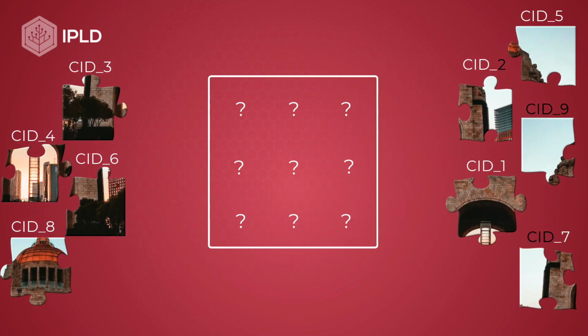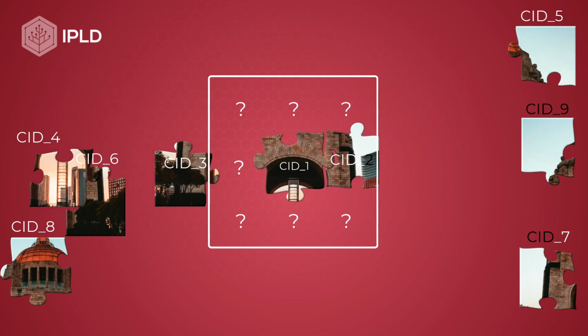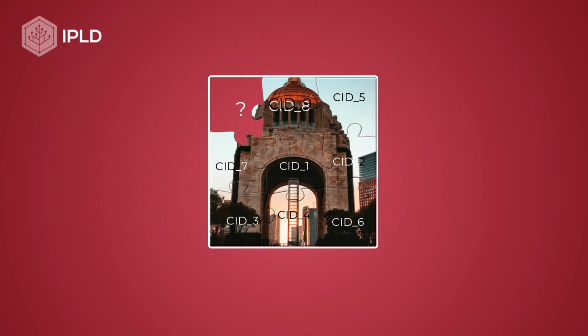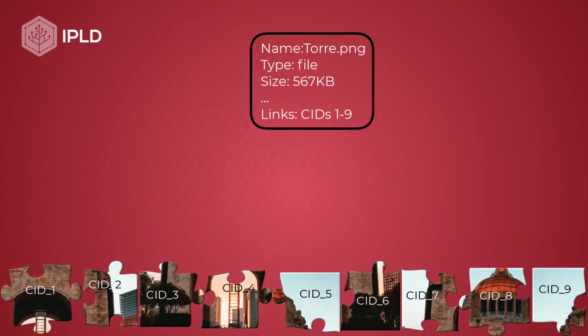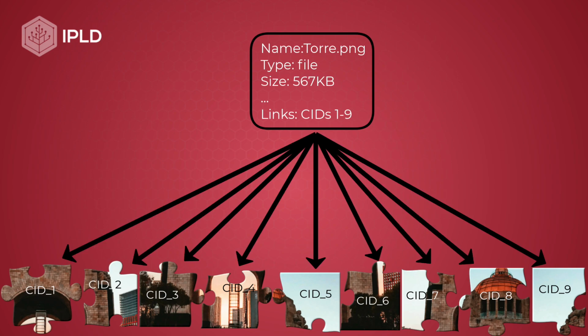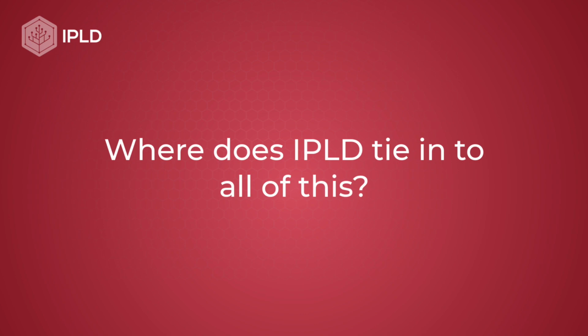That is, until the forming phase, where UnixFS will start connecting the pieces together in the order that forms the correct picture. Of course, in reality, as previously mentioned, the form in which the pieces are connected are in the structure of a DAG. Now you might be wondering, but where does IPLD tie into all of this?